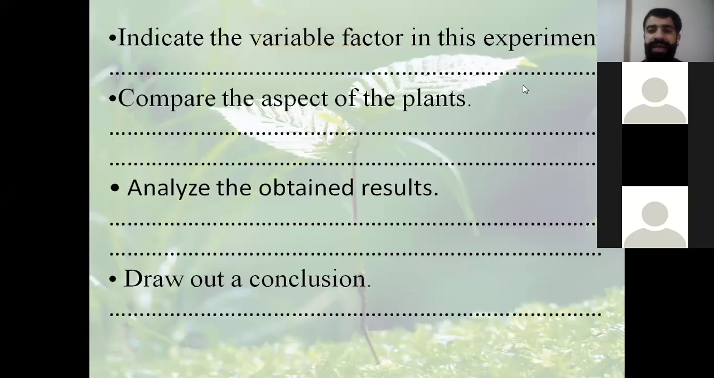Moving to the questions. Indicate the variable factor in this experiment. So the variable factor is the minerals. Compare the aspects. Ahmad says that plant A, without minerals, grows short and has abnormal growth, whereas plant B, with minerals, grows normally and grows tall.